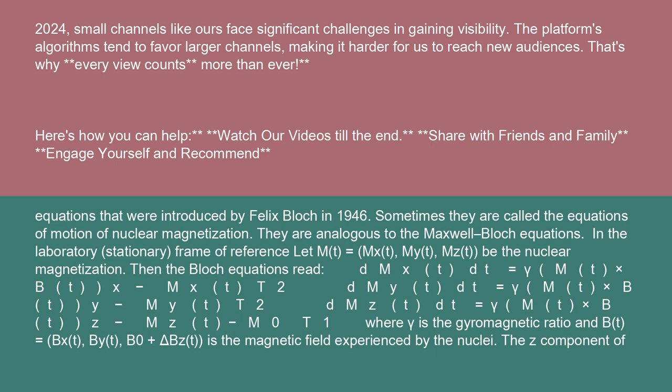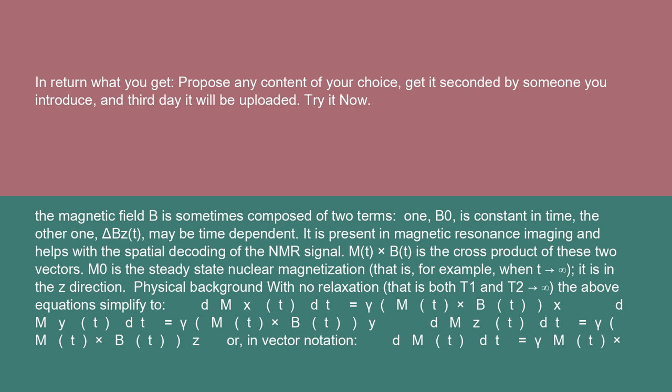The z component of the magnetic field B is sometimes composed of two terms. One, B0, is constant in time. The other one, ΔBz(t), may be time-dependent. It is present in magnetic resonance imaging and helps with the spatial decoding of the NMR signal. M(t) × B(t) is the cross product of these two vectors. M0 is the steady-state nuclear magnetization. That is, for example, when t tends to infinity, it is in the z direction.